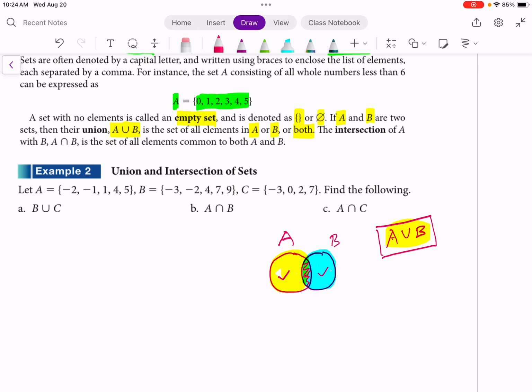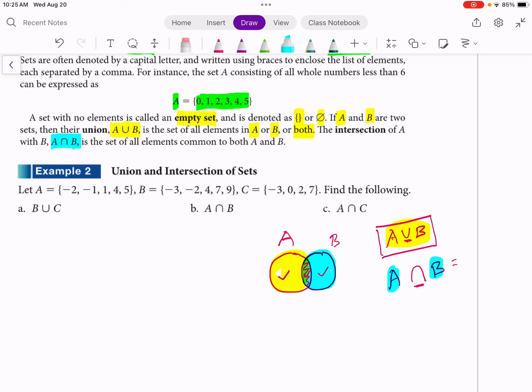And similarly we have A intersection B. So you see the difference here: this is the intersection, this is the union. A intersection B consists of the elements which are common to both sets A and B.